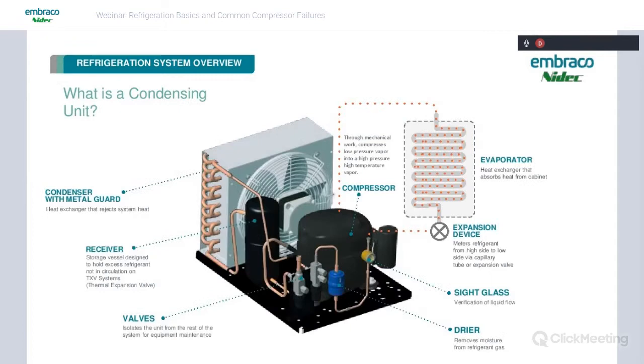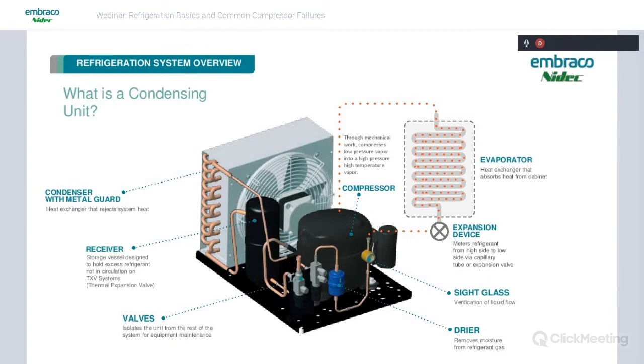So this slide shows a condensing unit. And what is a condensing unit? It's basically the complete high side of the refrigeration system, containing the condenser coil, the condenser fan, the compressor.